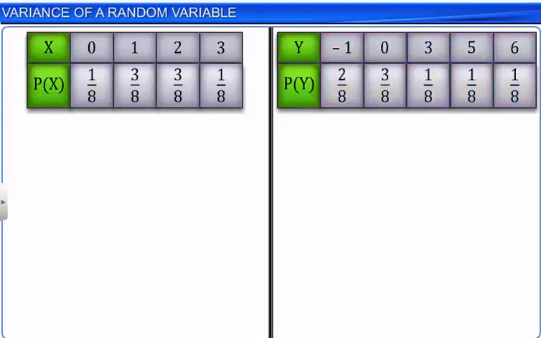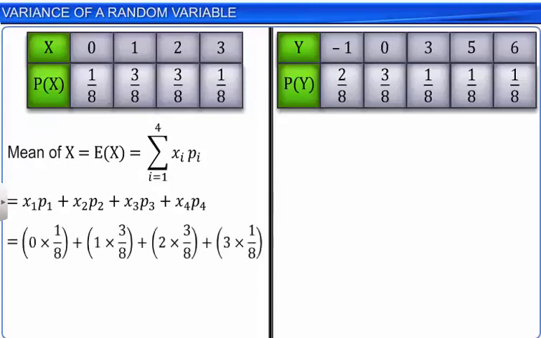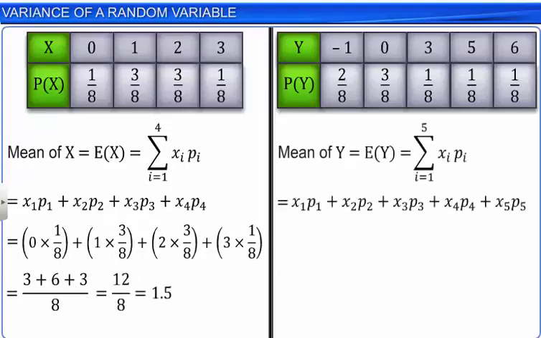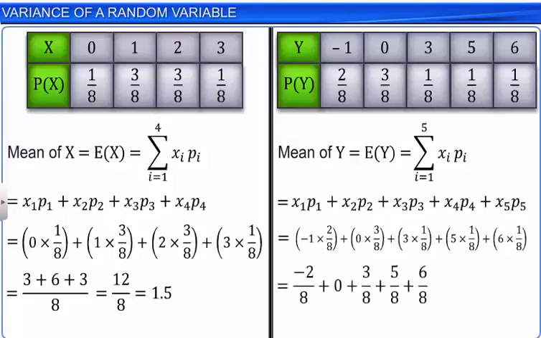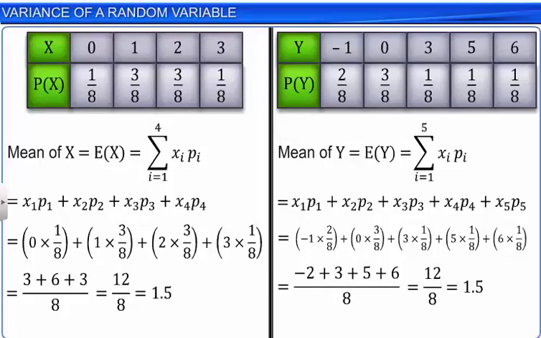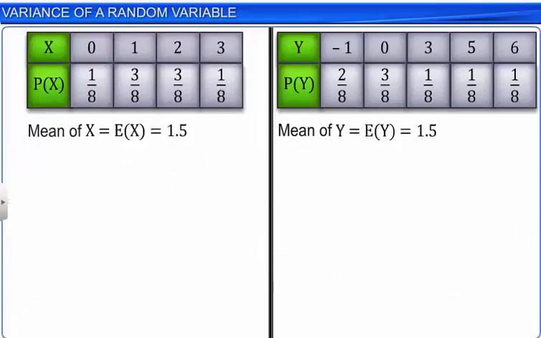Let's calculate the mean of the random variables in both the cases. The mean of random variable x in the first distribution is 1.5. The mean of random variable y in the second distribution is 1.5. Observe that both the distributions have the same mean.